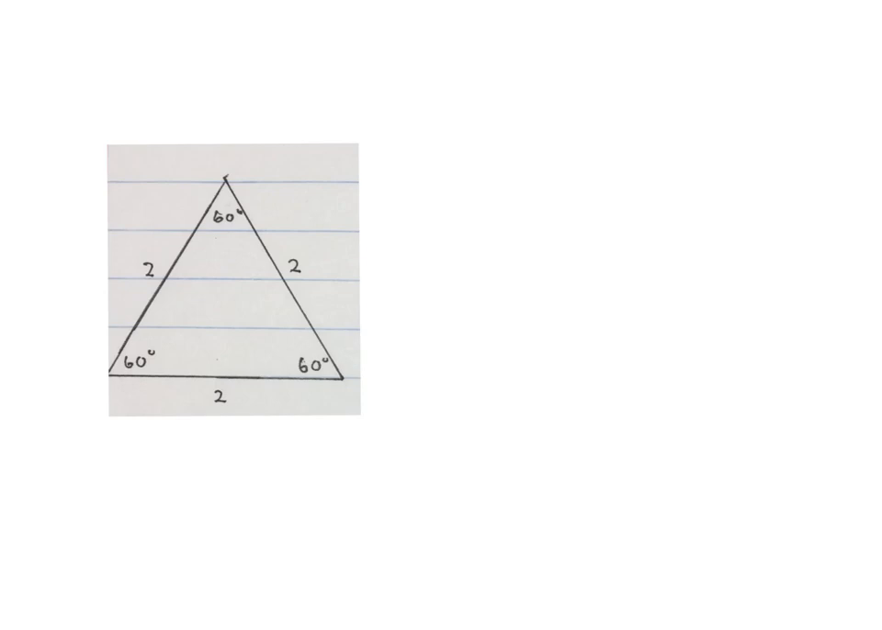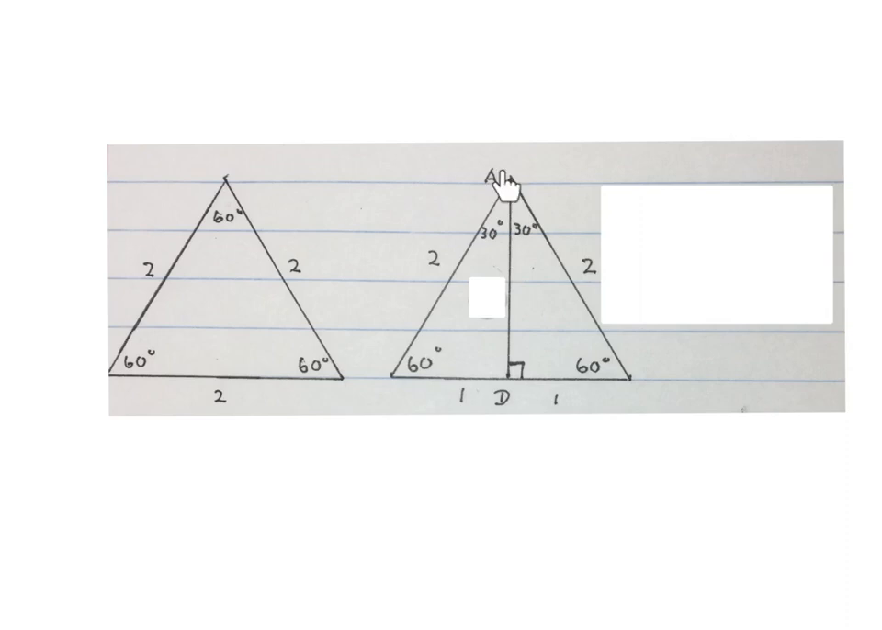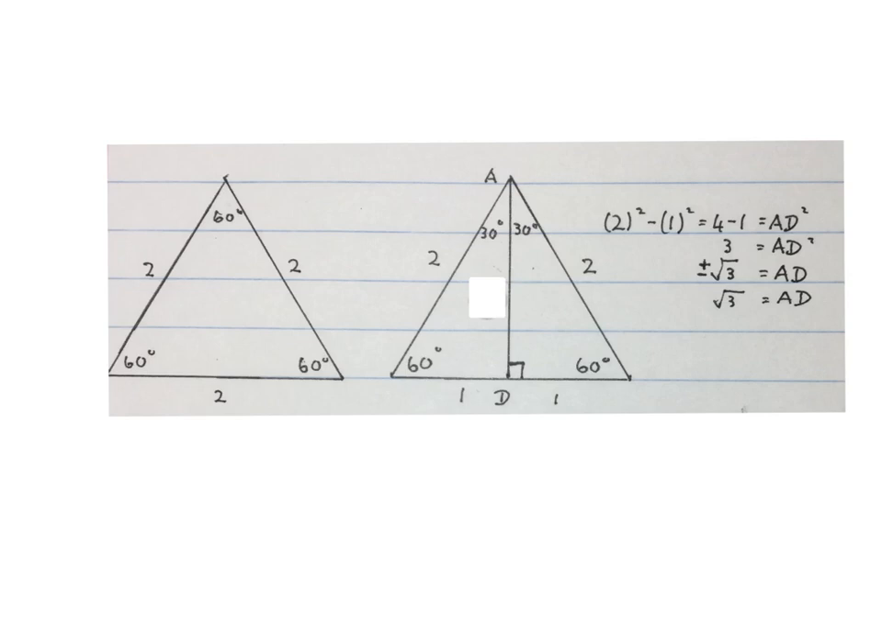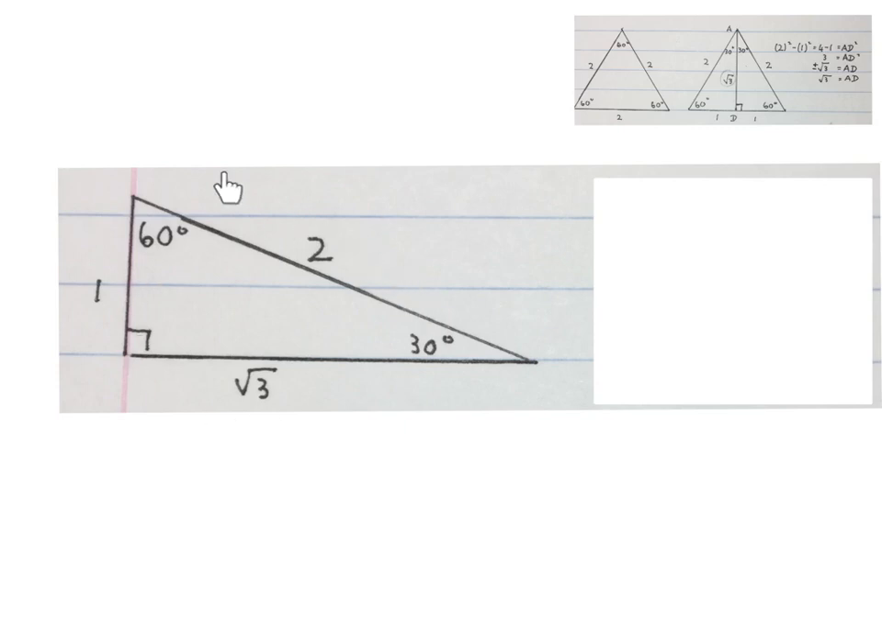Let's start by drawing an equilateral triangle. So all the angles will be 60 degrees, each one, and let's say the length of each side is 2 units. If you then draw a line straight down the center here, perpendicular to the base, it will bisect the base. You'll have 1 unit here and 1 unit there, and those angles up there will be 30 degrees each. You can then work out the length of this side using Pythagoras. This 2 squared minus the 1 squared will give you AD squared. Then AD will be the square root of 3. Then you have your one special triangle with all the sides worked out.